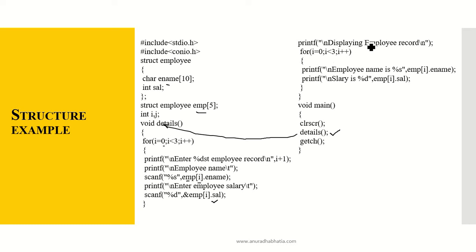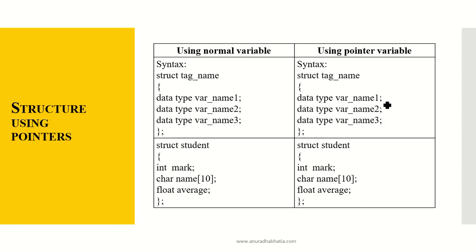And displaying the employees record, similarly i is equal to 0, i less than 3, i plus plus. Employee's name, employee[i].ename, and salary is employee[i].salary. This is how the complete structure program will work.